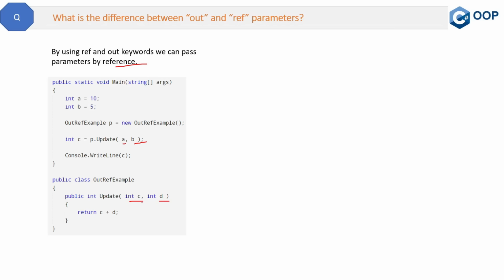But if you use out and ref parameters, then the connection will be maintained between these parameters A and B and these C and D. You just have to use out or ref in front of these parameters. So that is basically maintaining the reference by the address. So that is passing parameters by reference. A reference is basically the address only.